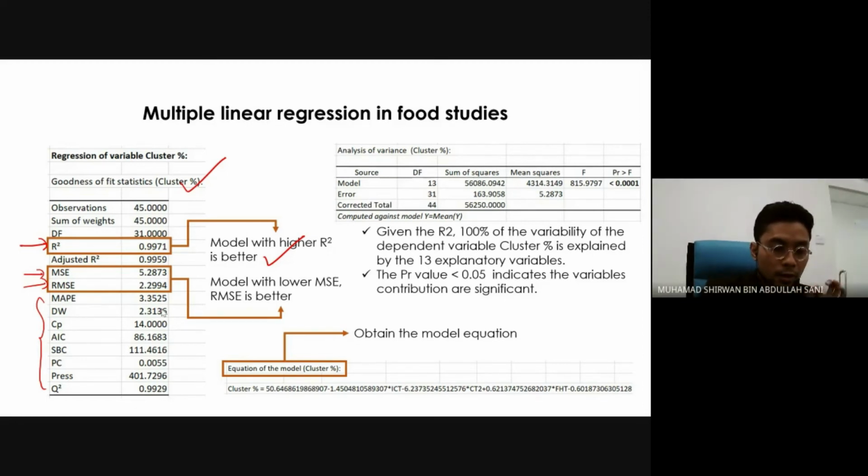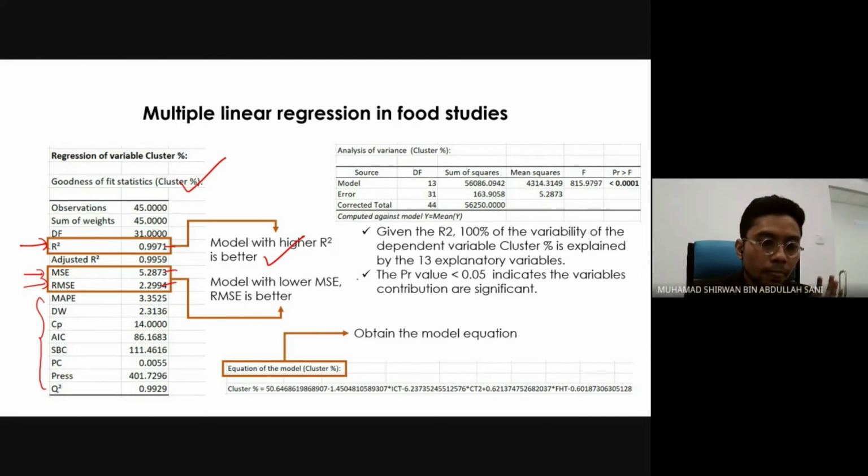But what I want to emphasize is most papers currently are focusing on these three. You also can refer or compare with all the rest of these parameters or characteristics, no problem. But if you found any paper having these results and you want to make comparison, you can choose all these three, and this is the most popular one. A model with the lower MSE and RMSE is better. So kita nak high R square and low MSE and RMSE.